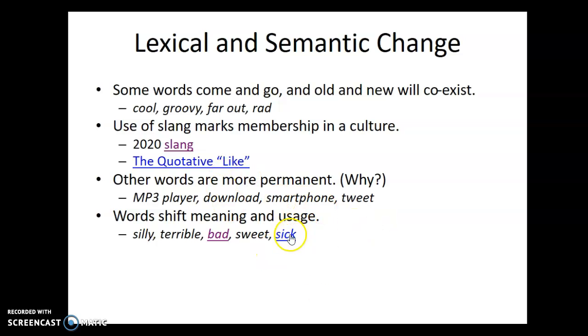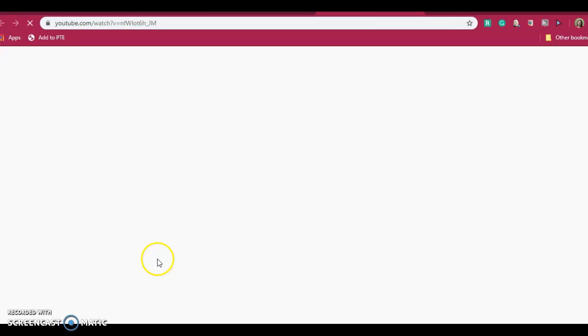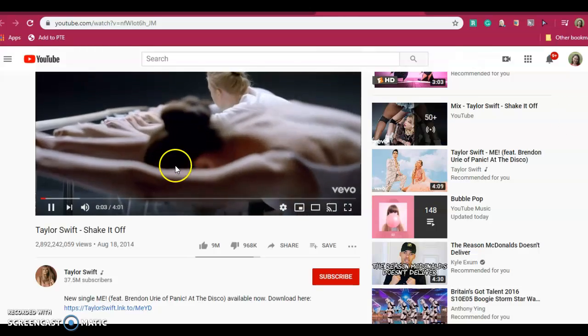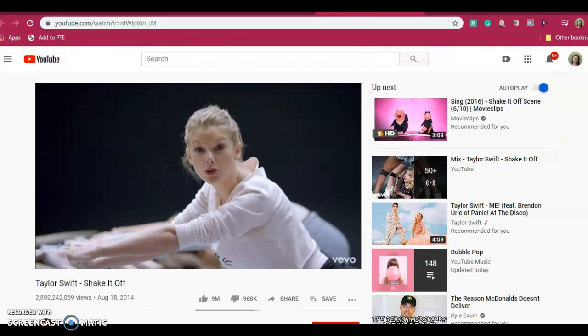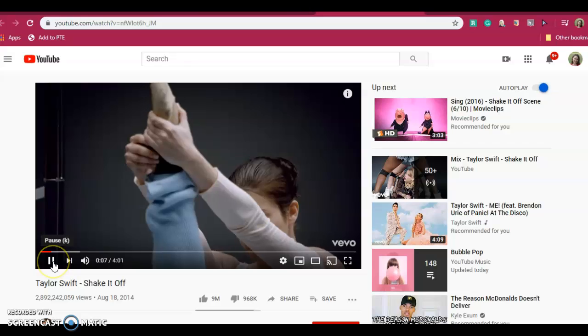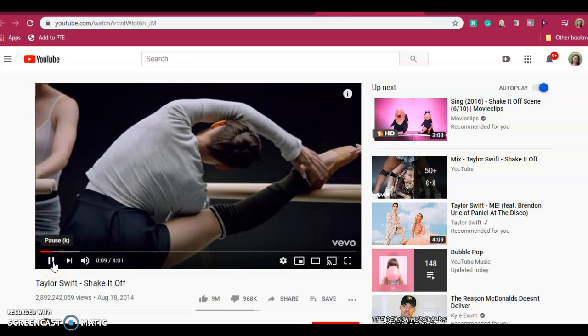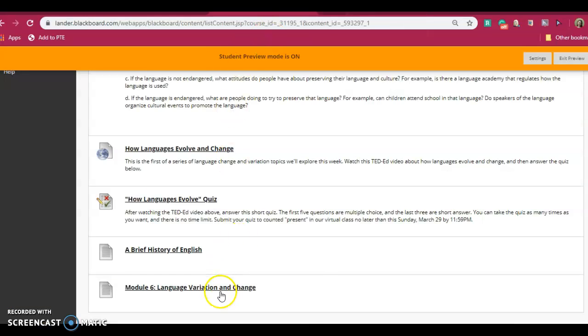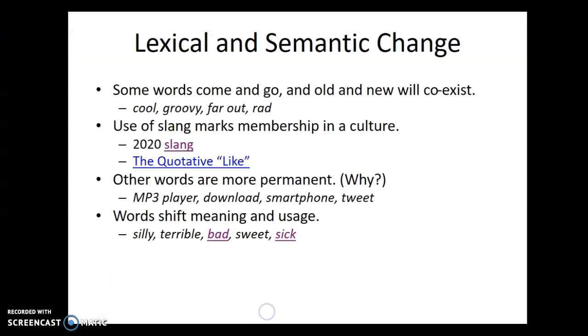Sick, this link goes to the Taylor Swift song. Let's see which one that was again. So it's the song Shake It Off. And at one point in the song, she uses the word sick to talk about this sick beat. So obviously that's got a positive meaning in that song. So a word that we normally would have had kind of a negative perception of in the past has changed to mean something positive, something good in the current time.